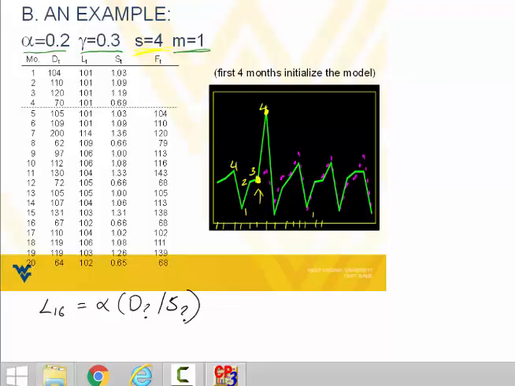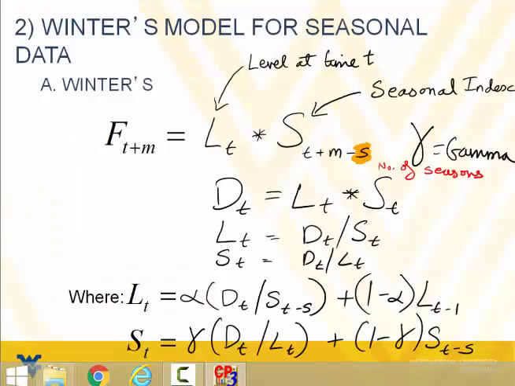Oh, there's one more thing. Let me point this out before I forget. Remember I told you last class about simple exponential smoothing. You have alpha times the real information plus 1 minus alpha times the estimated information. For level, this is the real information, and this is the estimated information because it's the last estimated level that we know. Similarly for the seasonal index, this is the real information that we know for the seasonal index, and this is the last estimated information that we know for the seasonal index. So it's the same principle.